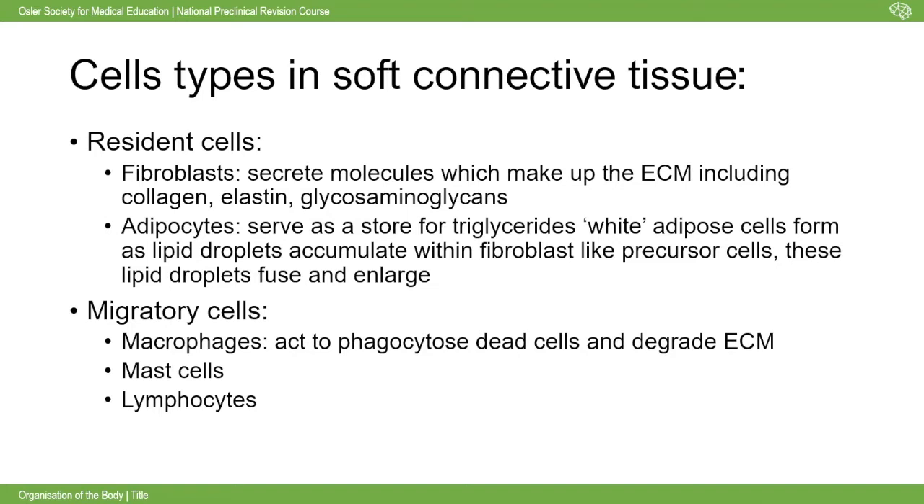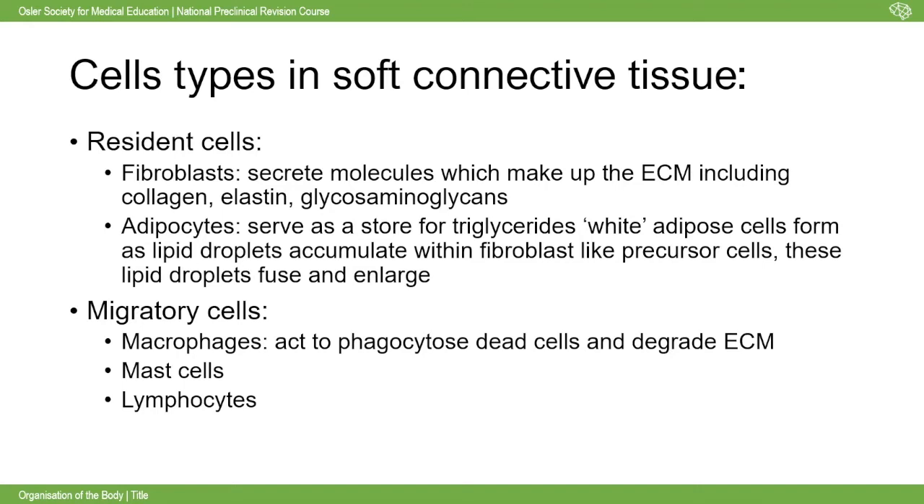In adipocytes, as they develop, you'll see that fibroblast-like precursor cells will accumulate these lipid droplets, which grow and fuse together until you actually end up with a cell that is primarily lipid droplet, and actually the nucleus is pushed to the side because these are primarily storage cells at that point for our triglycerides.